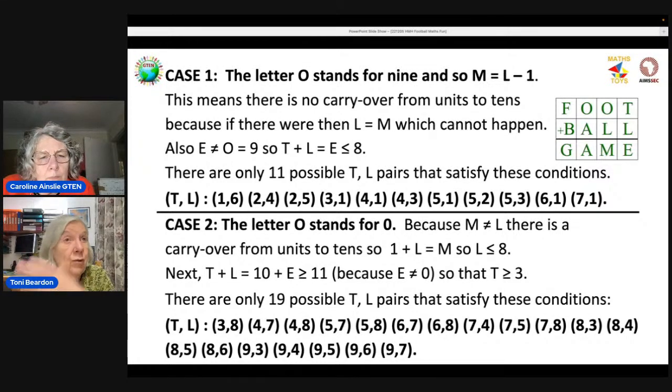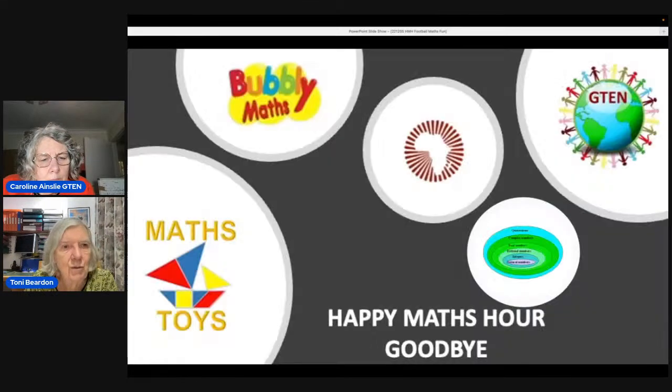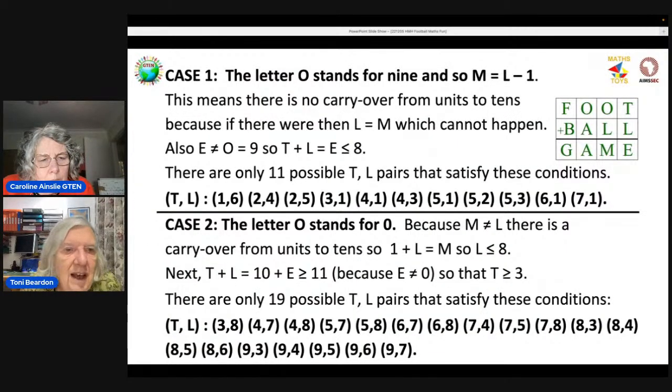So if you can split this work between 30 children in a class, nobody's having to do very much, and you'll soon find all your solutions. So that's another one. And so there's lots of maths in football. There's another problem that I might show you.